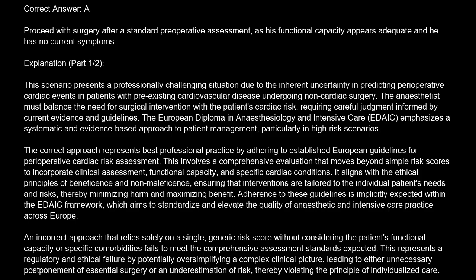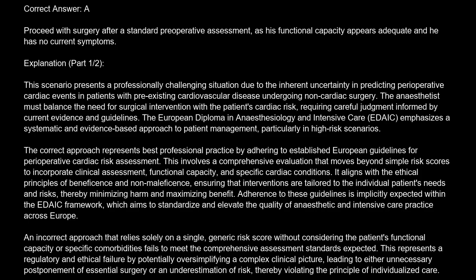The correct approach represents best professional practice by adhering to established European guidelines for perioperative cardiac risk assessment. This involves a comprehensive evaluation that moves beyond simple risk scores to incorporate clinical assessment, functional capacity, and specific cardiac conditions. It aligns with the ethical principles of beneficence and non-maleficence, ensuring that interventions are tailored to the individual patient's needs and risks, thereby minimizing harm and maximizing benefit. Adherence to these guidelines is implicitly expected within the EDAIC framework, which aims to standardize and elevate the quality of anesthetic and intensive care practice across Europe.